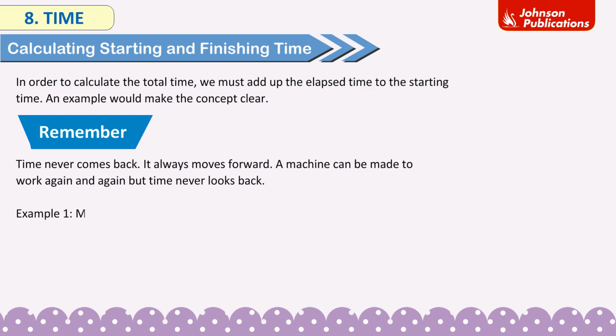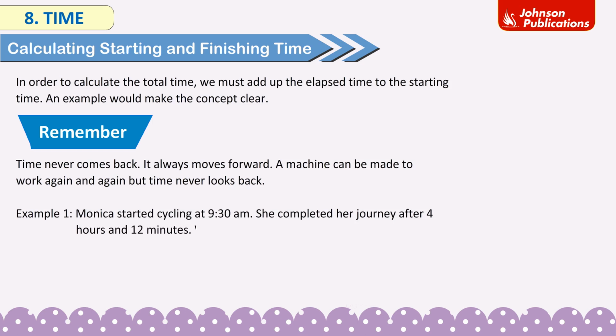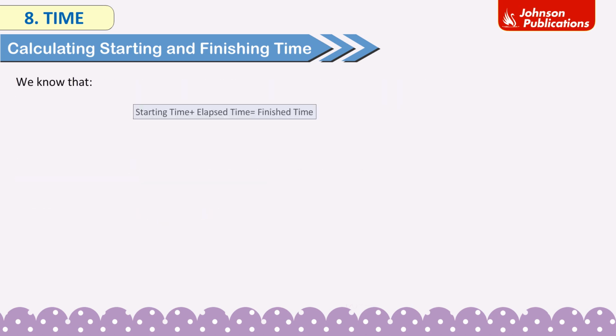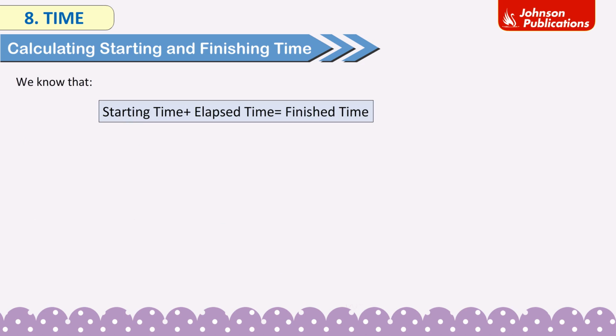Example 1. Monica started cycling at 9:30 a.m. She completed her journey after 4 hours and 12 minutes. What was the time when she finished her cycling? Solution. Starting time equals 9:30 a.m. Finishing time equals 9:30 a.m. plus 4 hours and 12 minutes. We know that starting time plus elapsed time is equal to finished time.